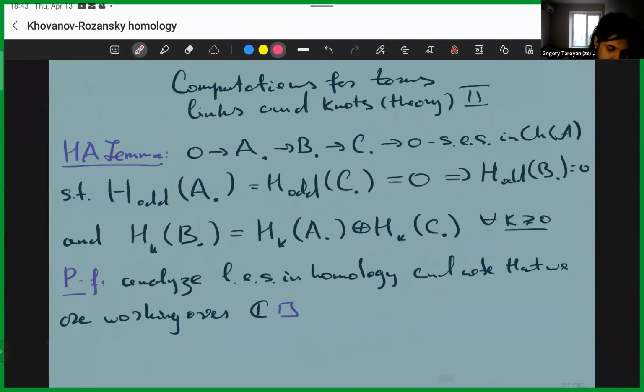All right, so a simple homological lemma: if we have a short exact sequence of complexes and the odd homology of A and C vanishes, then the odd homology of B also vanishes, and we have a splitting like this. Although the source never stated it explicitly, this obviously only works over, for example, a field of characteristic zero. The proof is elementary: we just analyze the long exact sequence in homology of this short exact sequence, and we use the fact that over C, for example, an exact sequence of vector spaces splits.